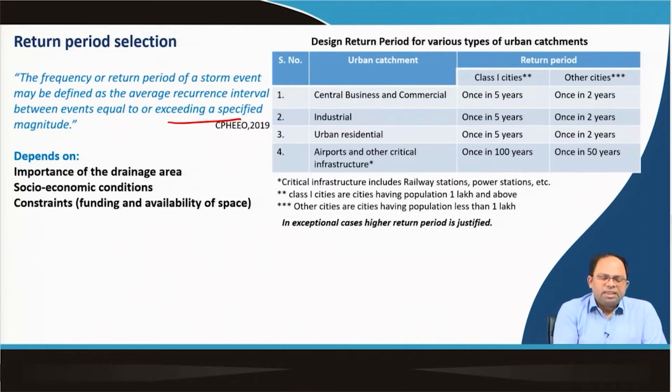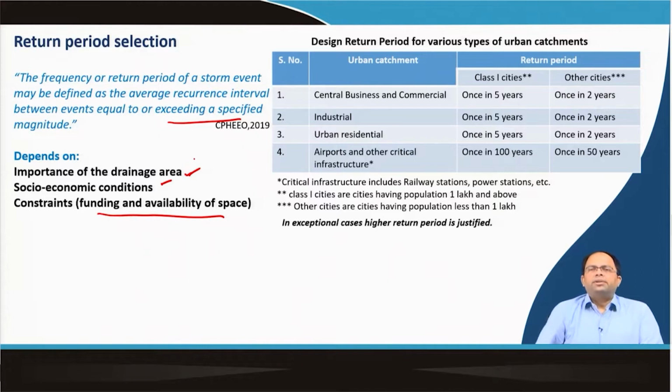Now, this return period selection depends on the importance of the drainage area, socio-economic conditions and constraints such as funding and availability of space. Now, how are these related? If I consider a return period of 100 years, I am giving much more protection to my infrastructure. That means whatever the maximum rainfall was within a 100-year period for that particular duration, I am choosing that particular value. This makes our design safe even for a 100-year period; the design is probably adequate.